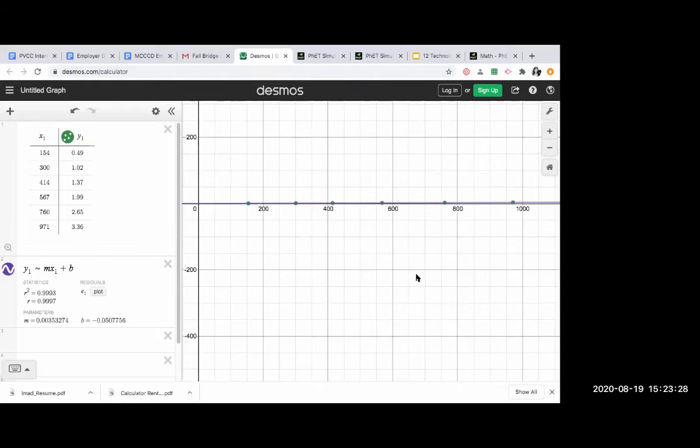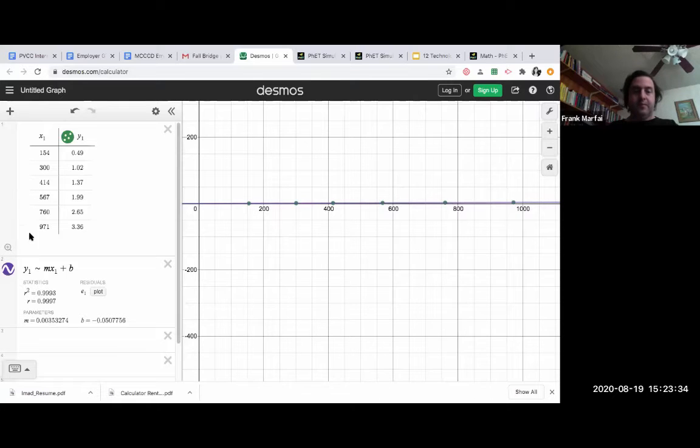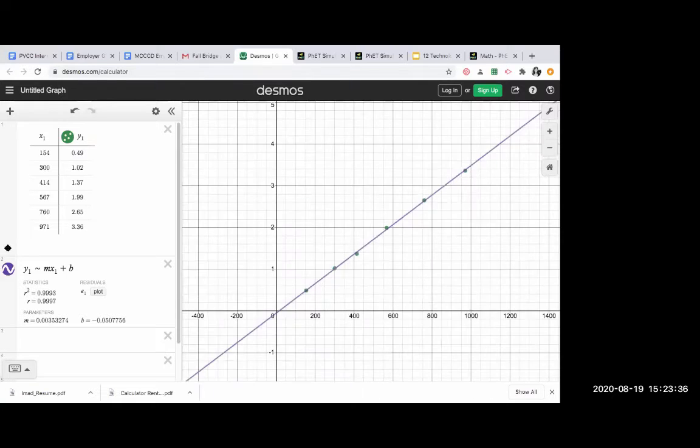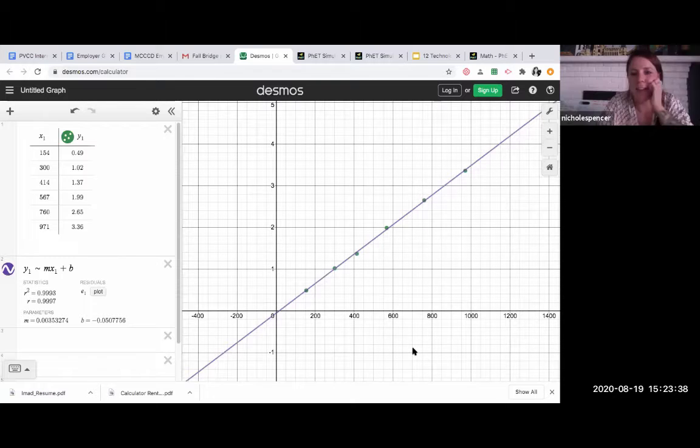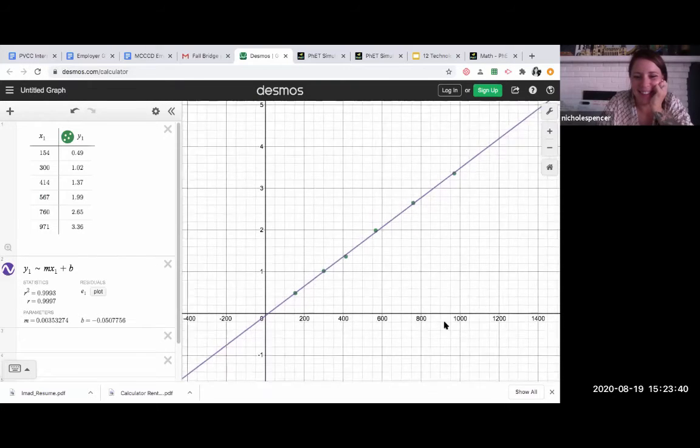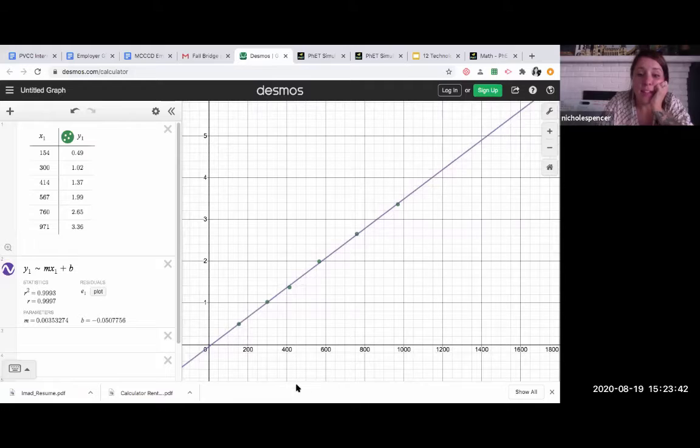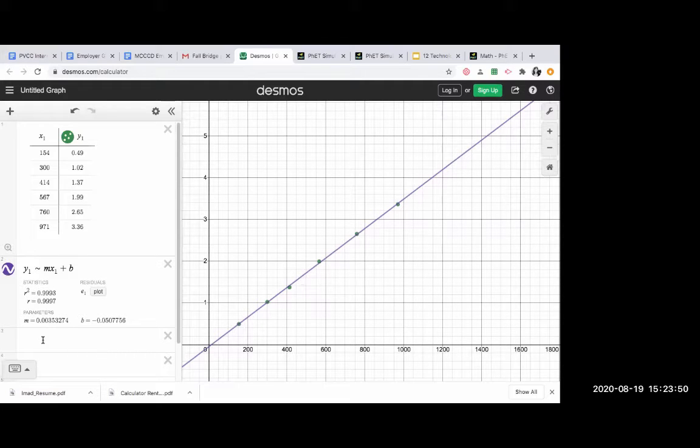When you click the little magnifying glass, it'll scale it automatically on the left. There you go. Oh, perfect. See, I'm learning. That's some pretty nice data. You're pretty close to mine. Cool.